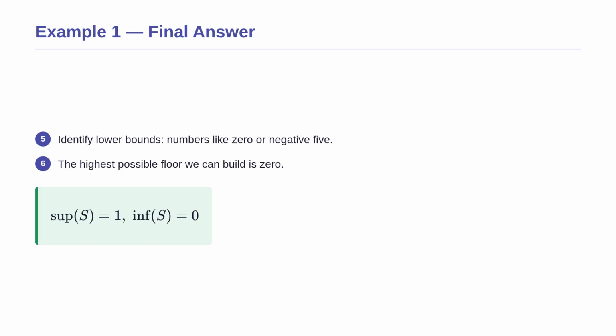Continuing with our open interval, we apply the exact same logic to find the floor. We need to identify the lower bounds. Any negative number, like -5, is a valid lower bound because all our decimals are positive. But we want the greatest lower bound. The highest we can build this floor without hitting the numbers in our set is 0. Therefore, we can confidently state our final answer. The supremum of the set is 1 and the infimum of the set is 0. This perfectly matches our formal definitions.